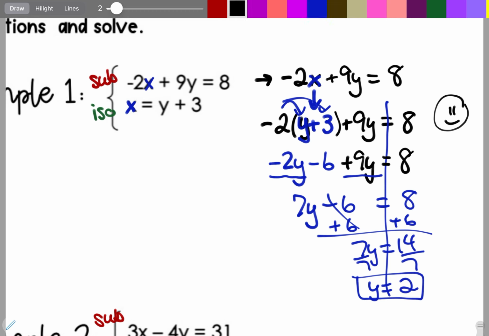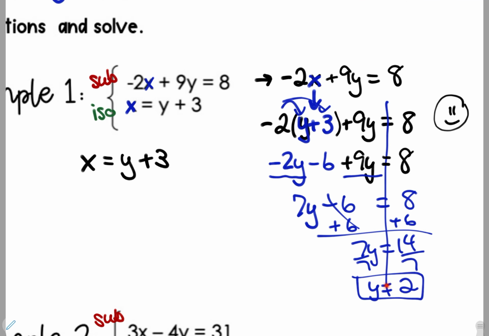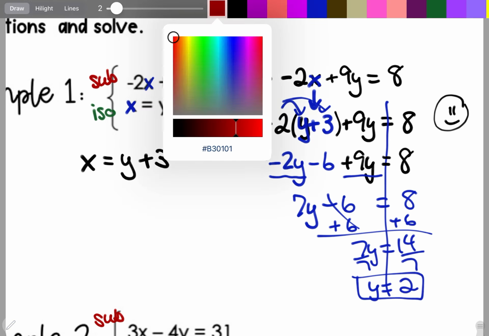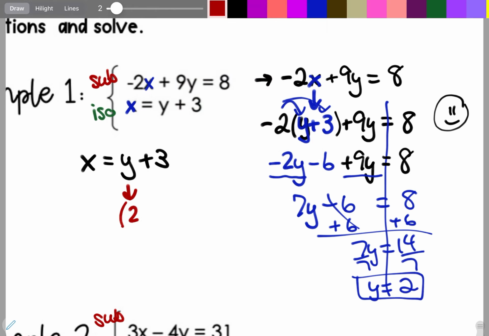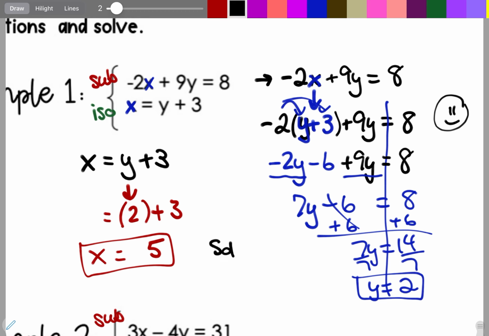Now, the last thing we got to do is solve for x. And it tells us right here, x is equal to y plus 3. We're going to take our answer, y is equal to 2, and we're going to plug it in right here. So 2 plus 3 is 5. x is equal to 5. Final solution is going to be x comma y, which is 5 comma 2. Easy work.